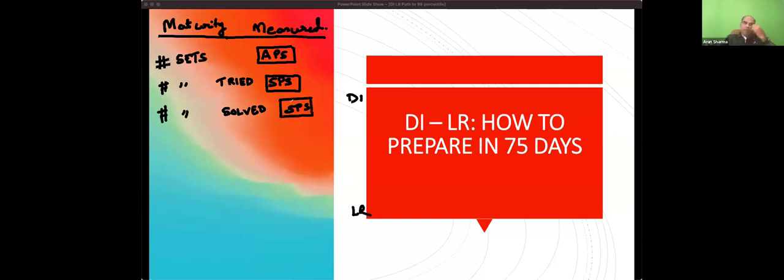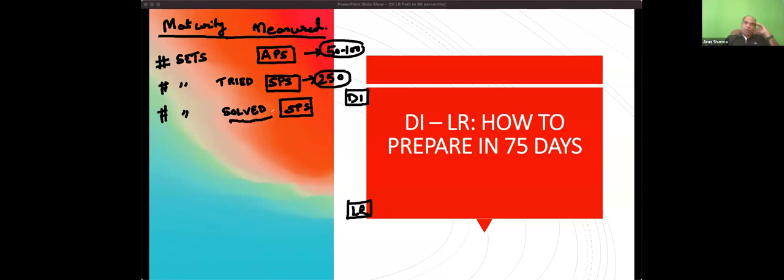A decently matured student would have reached a point where he might have seen, under assisted problem solving, where you pick up a set, you try it, and then you watch a video solution for the same, anywhere between 50 to 100 sets. This is both for data interpretation separately and logical reasoning separately. So 50 to 100 sets for assisted problem solving, and around 250 sets tried for self problem solving.